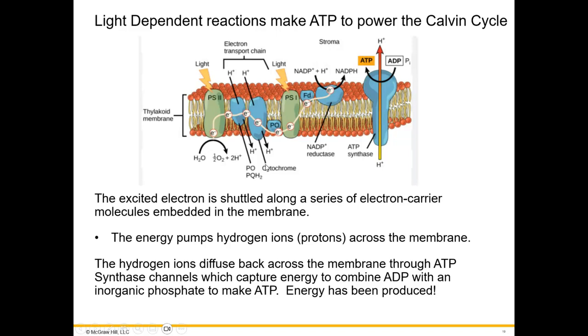The hydrogen ions are going to diffuse back across the membrane through ATP synthase channels here. So we're bringing a high concentration of hydrogen ions in, and that's what's going to allow for the consistent flow of hydrogen ions back out through this ATP synthase channel. At that point, we are capturing energy to combine ADP with an inorganic phosphate, which is how we make ATP, which just means energy has been produced. And if you'll remember, our second stage of photosynthesis, the goal is to produce ATP and NADPH.